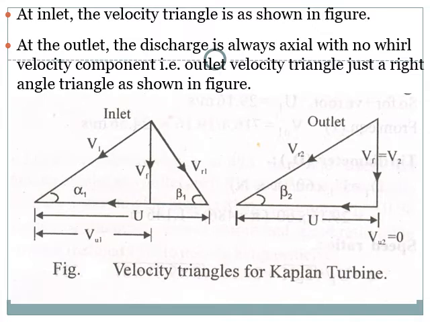But the inlet velocity triangle is not like that. Here the guide vanes are placed at a certain angle, this is alpha 1. With respect to this, the whirl velocity at inlet Vu1 is non-zero.